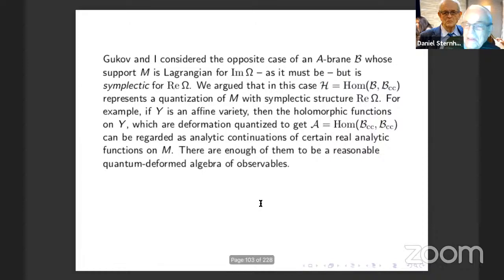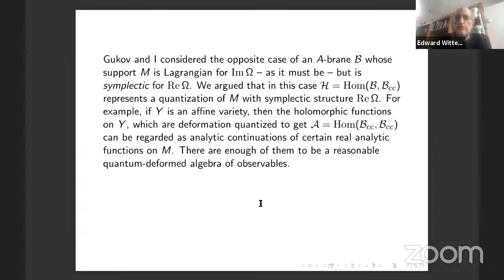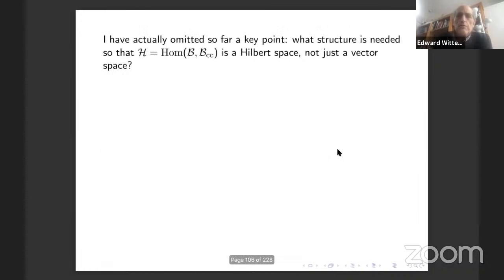Yes, but I disagree with the basic axiom that you need a Hilbert space. You need auxiliary conditions, not a Hilbert space. In any event, Gukov and I investigated the conditions under which he could define a Hilbert space, but I haven't defined it yet. So far, I only defined a space of physical states. Now, what structure is needed so this space of physical states is a Hilbert space, not just a vector space?